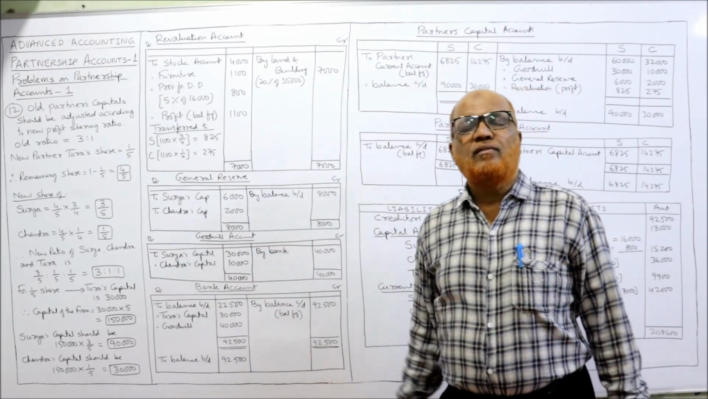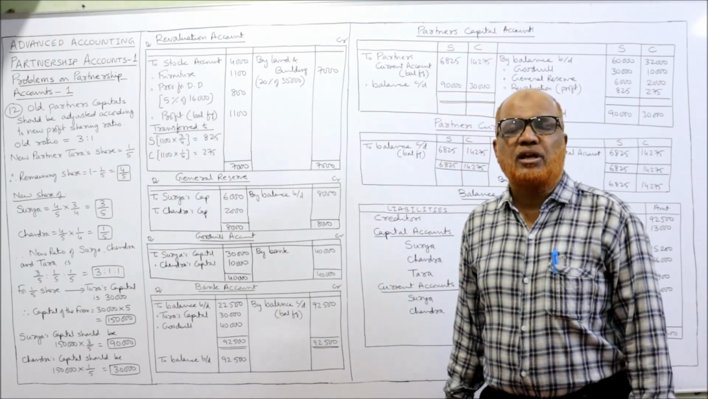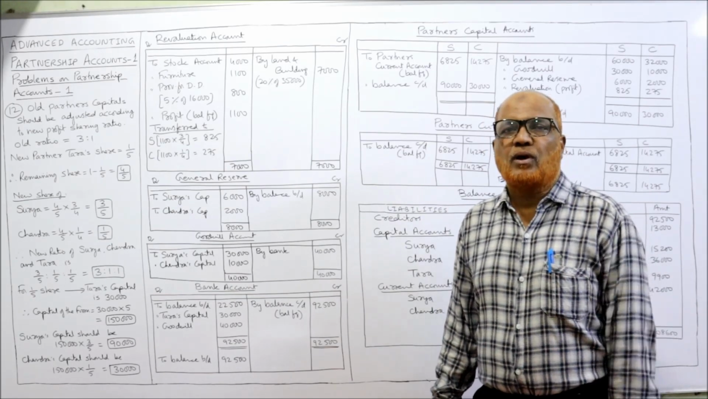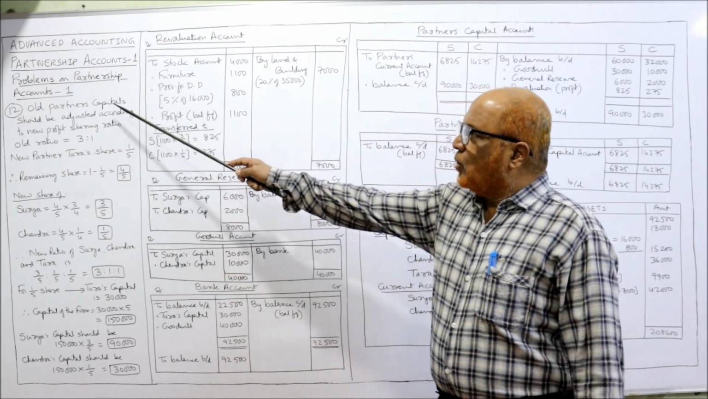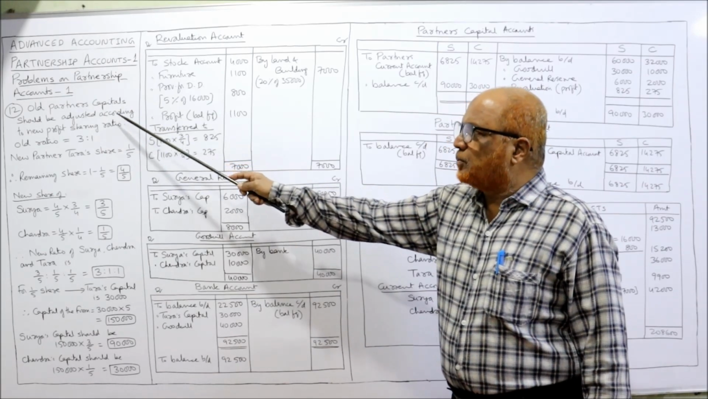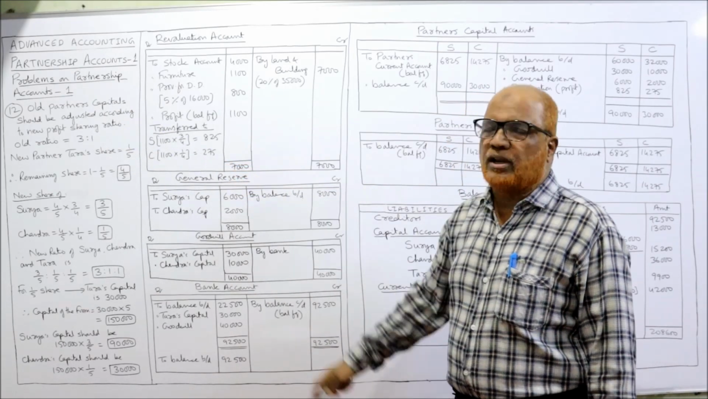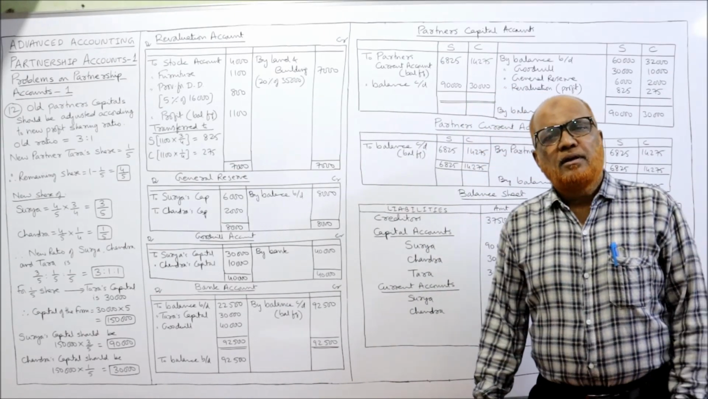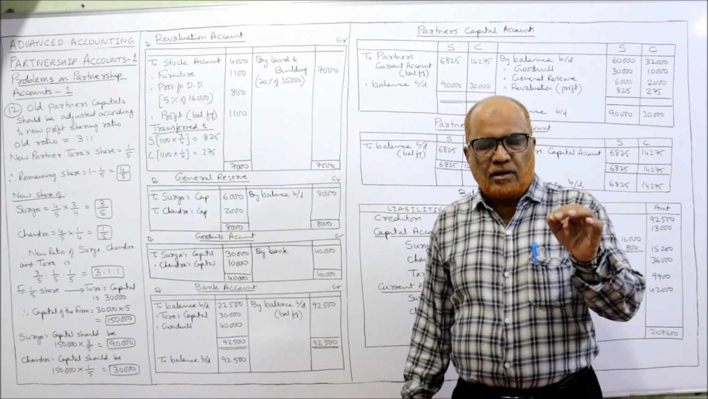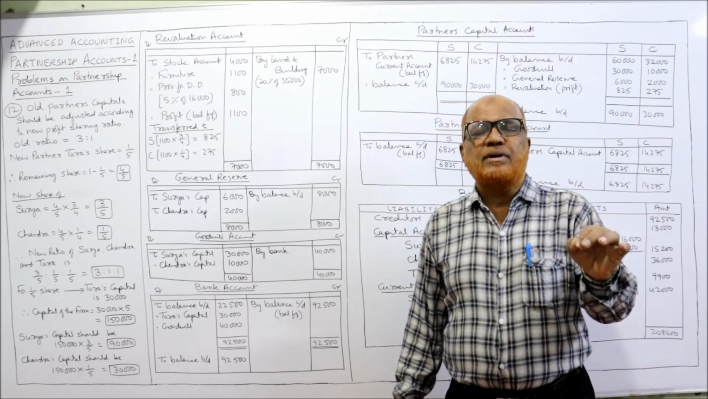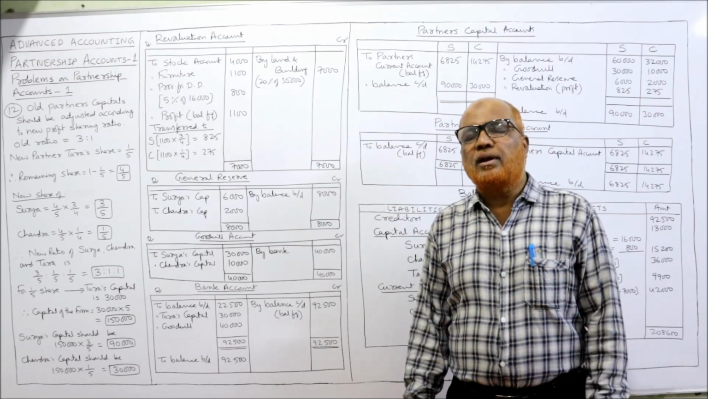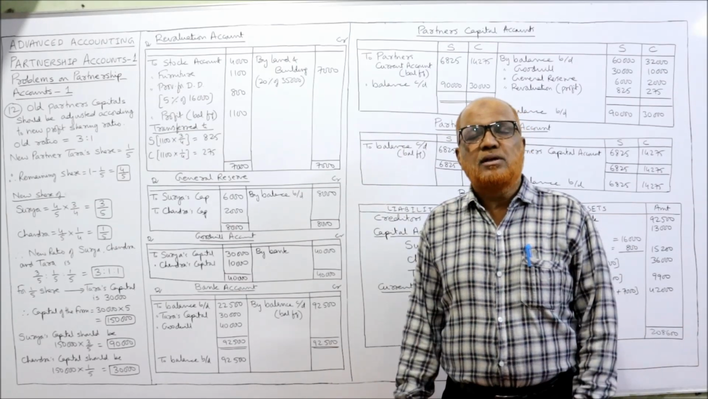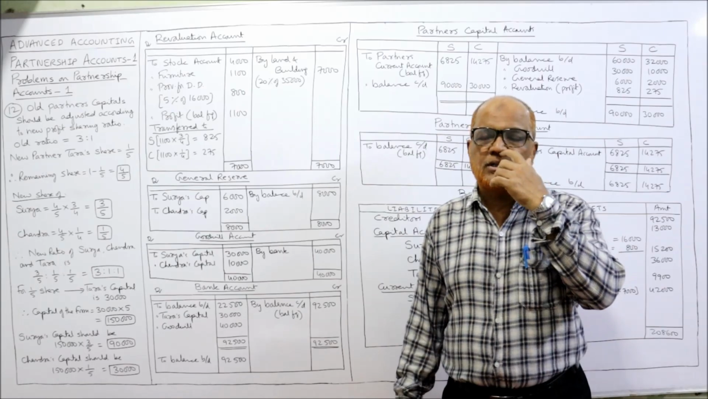But before that, first of all, we'll find out the new profit sharing ratio and the new capital of the old partners. Old partners' capital should be adjusted according to the new profit sharing ratio. The new point in this problem. That means the old partners' capital should be according to the new profit sharing ratio. But the new profit sharing ratio is not given. So first we find out the new profit sharing ratio.